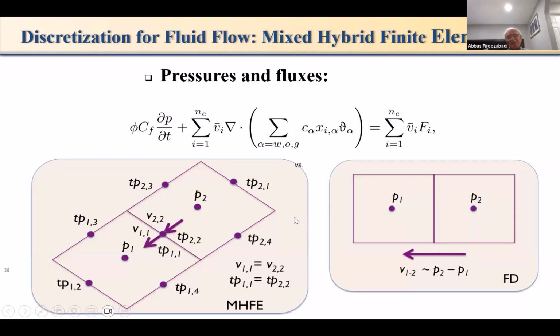In mixed finite element, we not only calculate the average pressure of the grids, but also the pressure at the interfaces. This is called trace of pressures or pressure traces. We also impose the condition that whatever comes in here leaves here. If I don't impose this, I will have material balance error or energy balance error. With this, I don't have that.